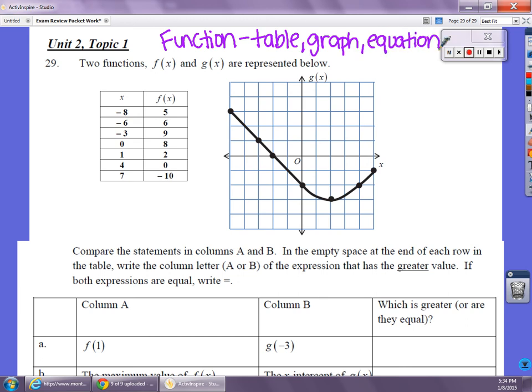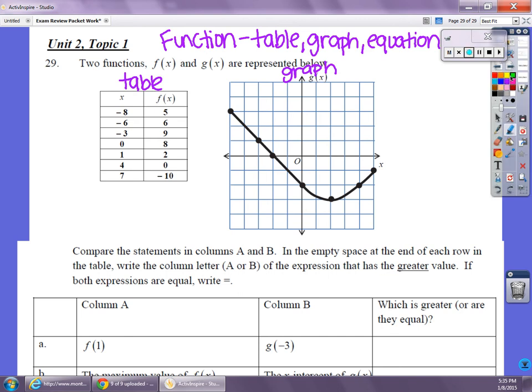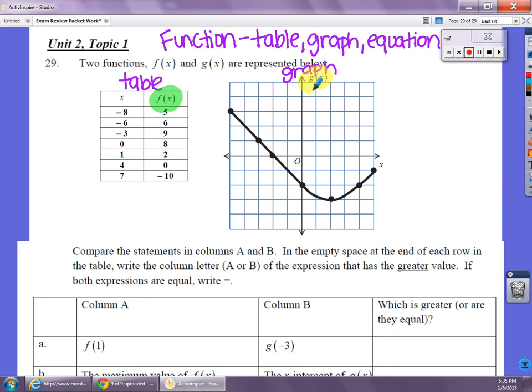Okay? So here we have a table to represent f of x and a graph to represent g of x. Don't be intimidated by that. Just looking at two different functions in two different ways. Notice they're labeled here, so I'm going to highlight. Here's f of x, and here is g of x. So that's our hint there. So f of x is going to be our table, g of x is going to be our graph. Pretty similar to question 28.